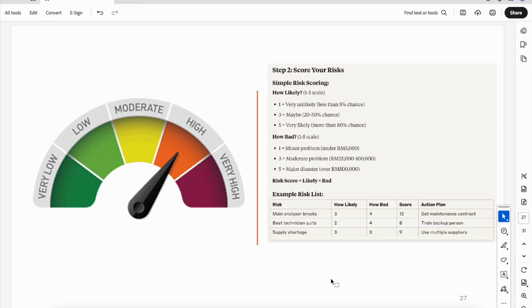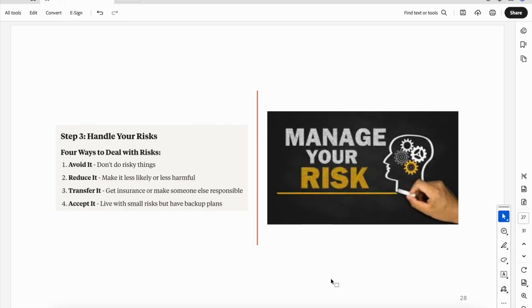Step 3. Handle your risk. There are 4 ways to deal with risk. Number 1, avoid it. Don't engage in risky activities. For example, don't offer complex testing without proper training. Number 2, reduce it. Make risk less likely or less harmful. For example, implement preventive maintenance programs.